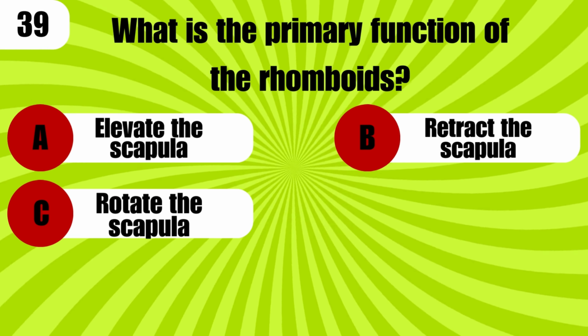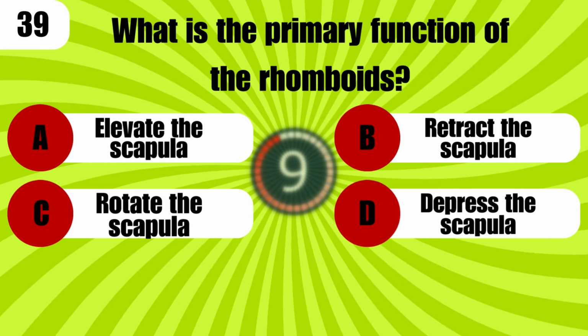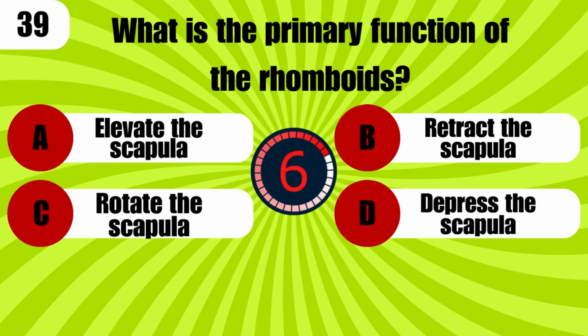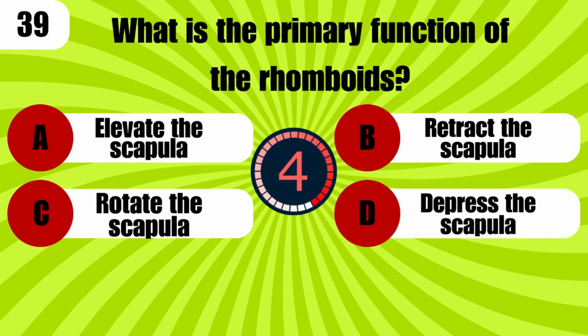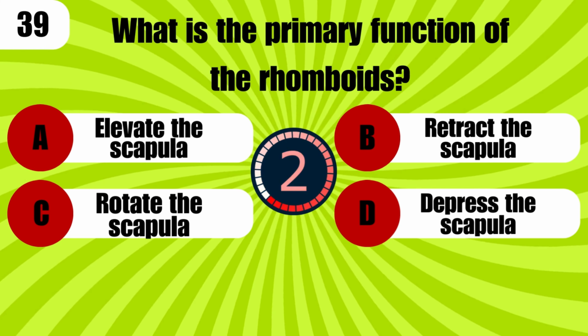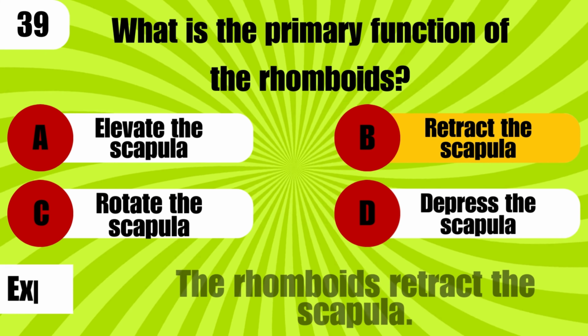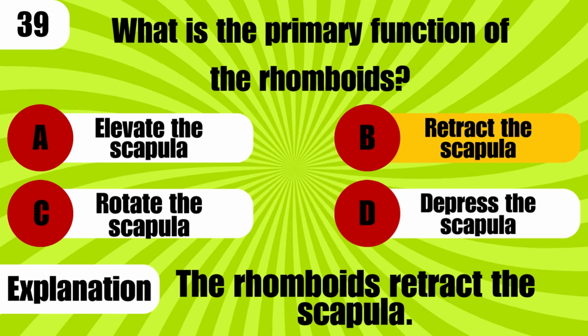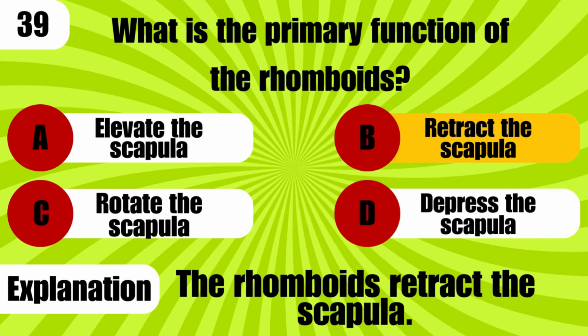What is the primary function of the rhomboids? Option A elevate the scapula. Option B retract the scapula, rotate the scapula, depress the scapula. The right answer is retract the scapula. The rhomboids retract the scapula.